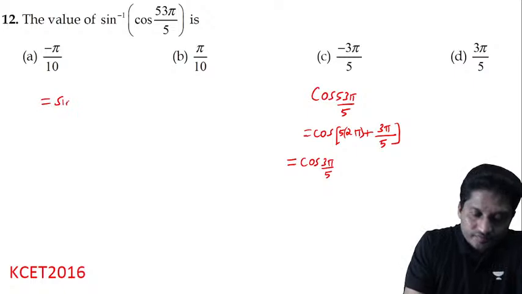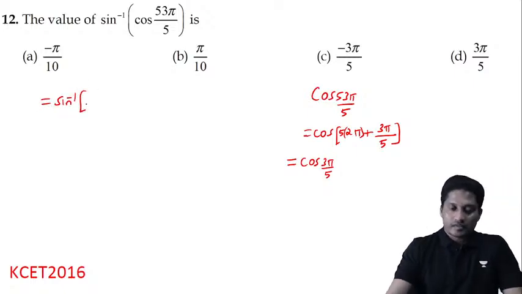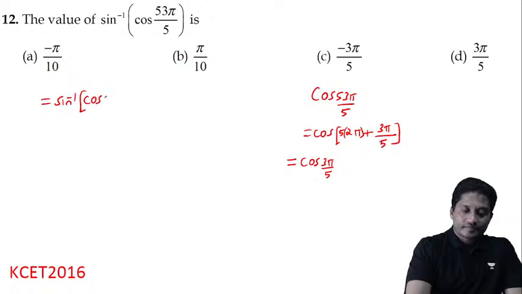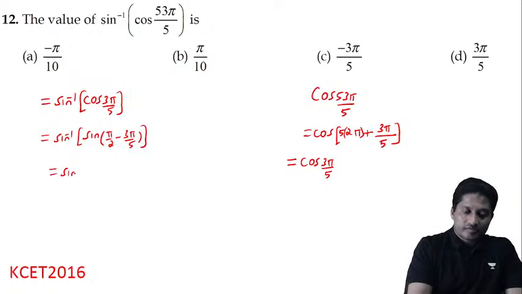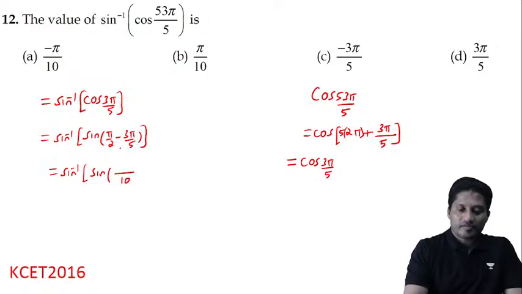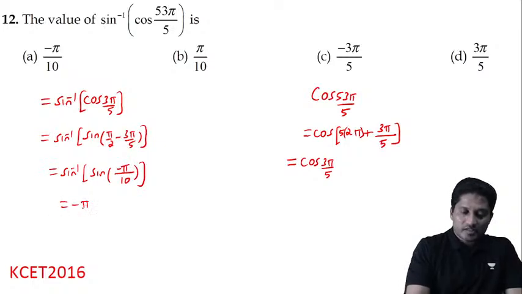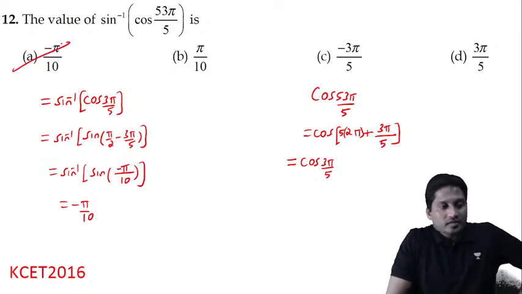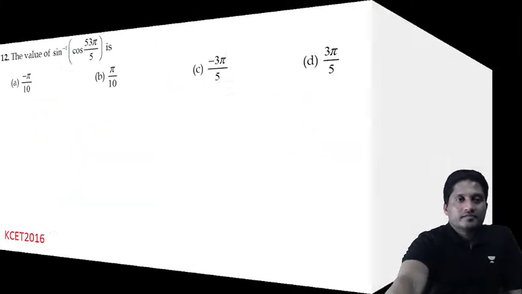Sine inverse of cos of 3 pi by 5. So this is sine inverse of cos theta, which can be written as sine of 90 minus theta. That is sine of pi by 2 minus 3 pi by 5. Okay, now this is sine inverse of sine of, LCM is 10. Cross multiply, you get 5 pi minus 6 pi is minus pi. Sine inverse of sine theta is theta, you get minus pi by 10. Answer is option A. Right, let's move to the next question.